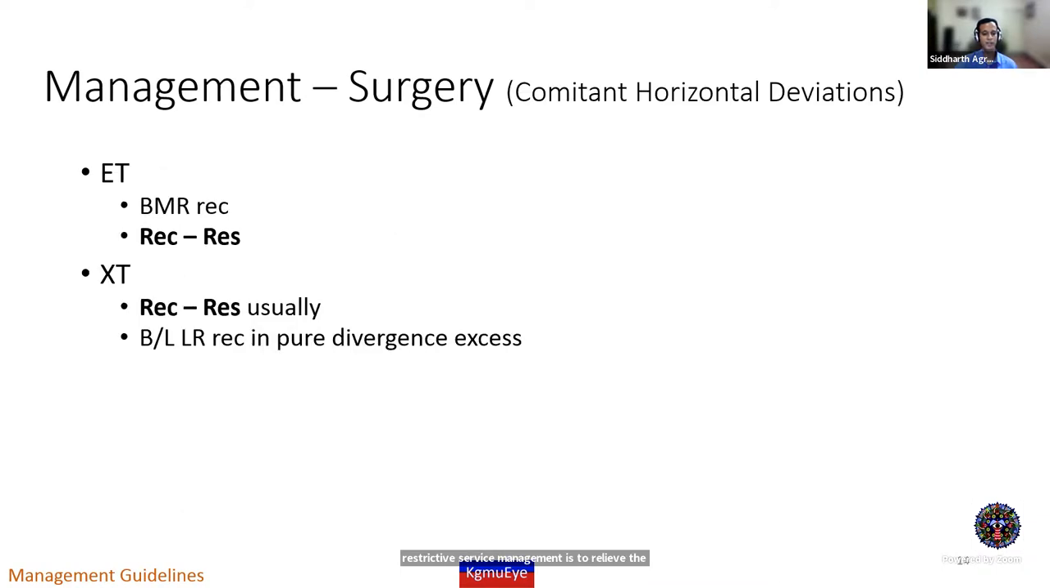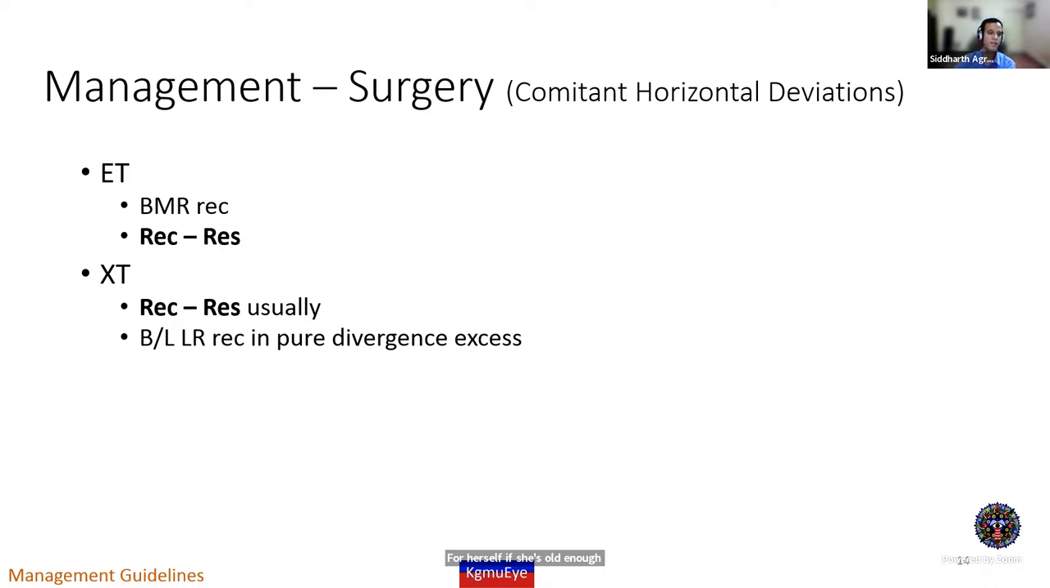Now, the next is, what surgery should be done? It is easy to remember that in comitant horizontal deviations, the surgery that is usually performed is R and R surgery of one eye, for the simple reason that it requires surgery only in one eye, and it is always easier to convince the parents and the patient himself or herself, if old enough, for one eye surgery.